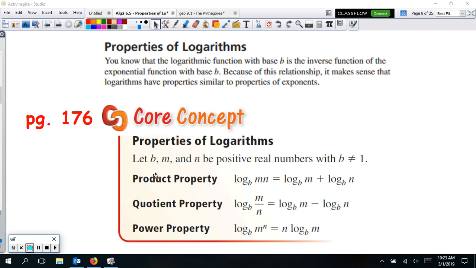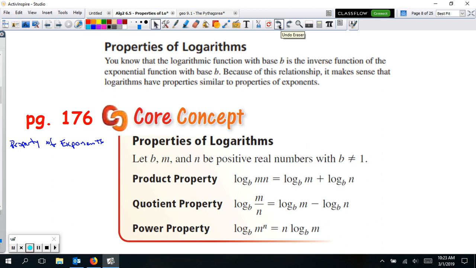There's three properties of these logarithms: the product property, the quotient property, the power property, and we saw the same kind of thing happening with the exponents. So I'm going to side by side compare the exponent properties to these logarithmic properties. So here's our properties of exponents on the side. You probably want to write this on page 176, just right next to each one so you can see them side by side compared to each other.